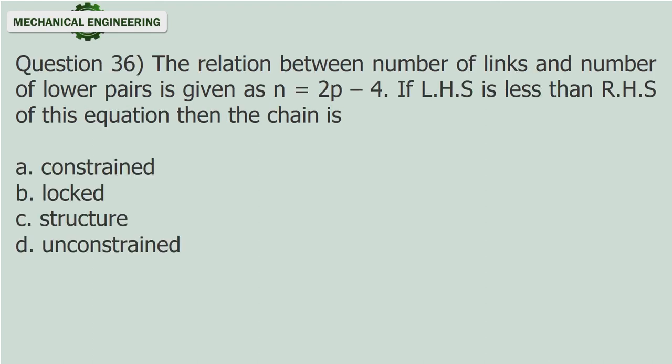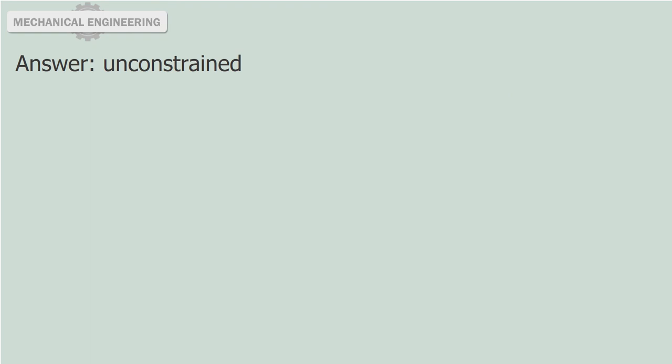Question 36. The relation between number of links and number of lower pairs is given as n = 2p - 4. If LHS is less than RHS of this equation, then the chain is: A. Constrained. B. Locked. C. Structure. D. Unconstrained. Answer: unconstrained.